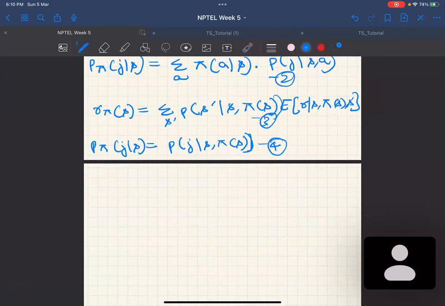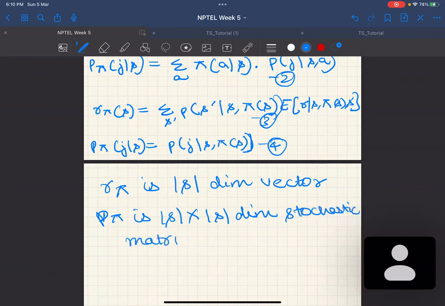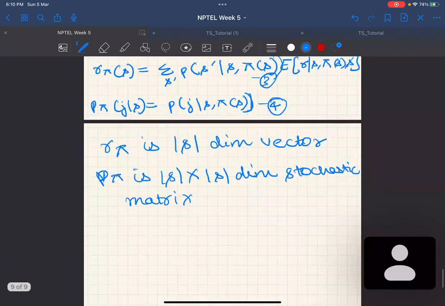Now, R pi is an S-dimensional vector here, and P pi here is an S cross S dimensional stochastic matrix. Any idea what is a stochastic matrix?